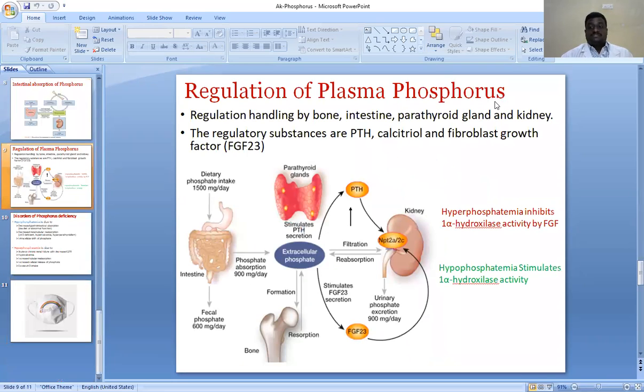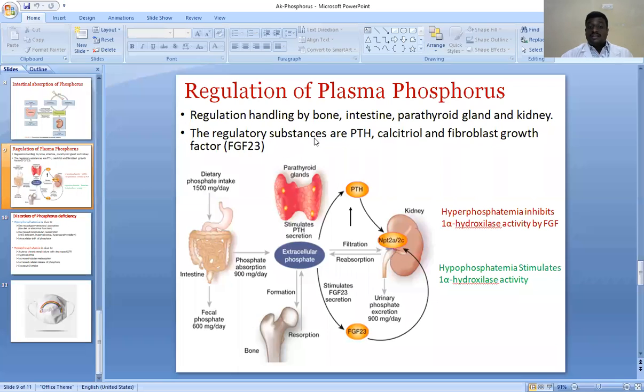Regulation of plasma phosphorus. How does the regulation take place in the blood? When the concentration of phosphorus increases above the normal range, that is called hyperphosphatemia. When the phosphate concentration is reduced below the normal range, that is called hypophosphatemia. Regulation of phosphate is handled by the bone, intestine, parathyroid gland, and kidney.